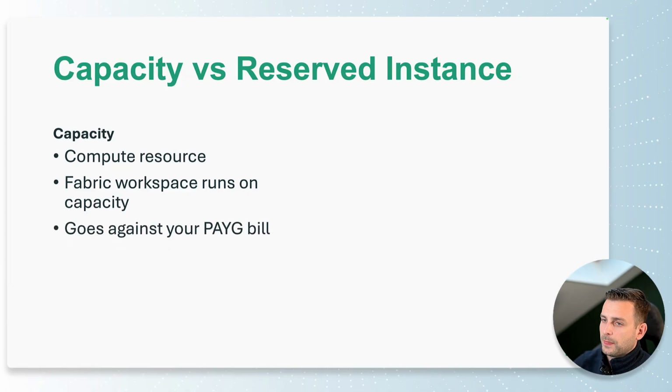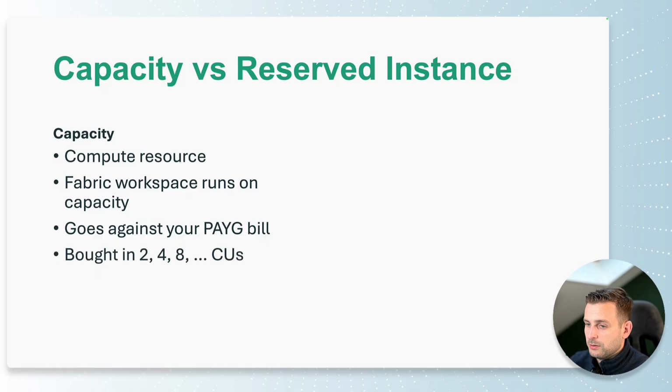A Fabric capacity is going against your pay-as-you-go bill. This pay-go bill is the bill that you get every month from Azure with all the usage of cloud services such as Fabric capacities, virtual machines, blob storage accounts, and so on. You can buy a Fabric capacity in powers of 2. So you can have an F2, an F4, an F8, and so on. It doubles every time. And it stands for the number of compute units that you get with that capacity.